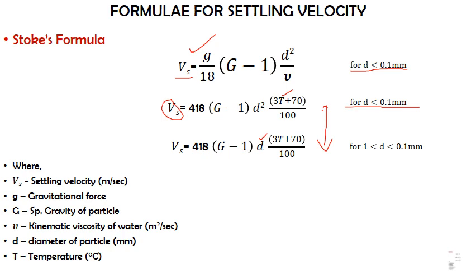So if you check out, Vs is nothing but the settling velocity, small g is nothing but the gravitational acceleration, capital G is nothing but the specific gravity of the particle, nu is nothing but the kinematic viscosity of water, d is the diameter of the particle, and T is temperature in degree centigrade. And the problems on these particular formulas we will be solving once we reach back to the regular classes.